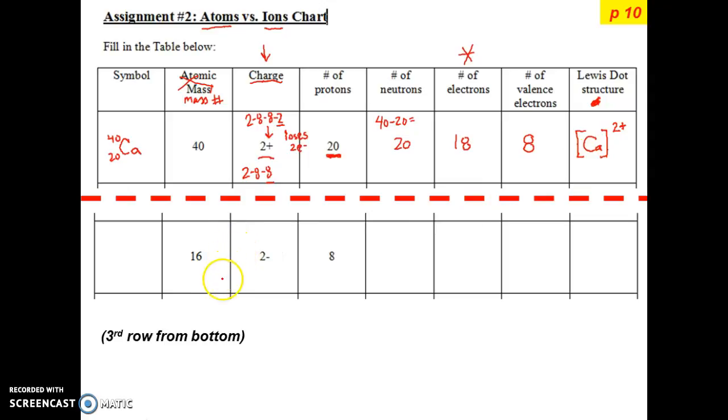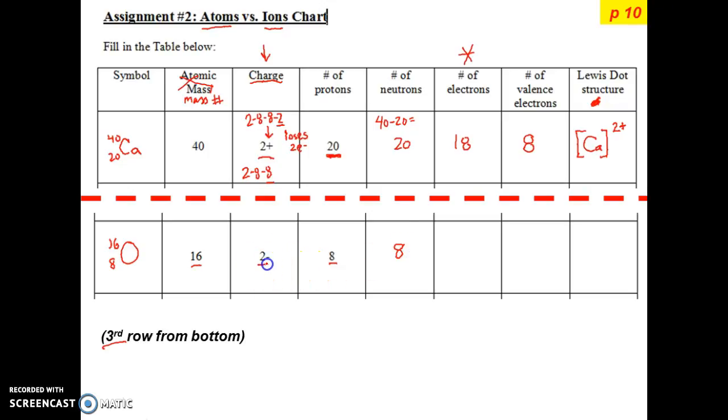Okay, let's move down to the 3rd row from the bottom and try this one, starting with 8 protons. 8 protons means it must be our good old friend oxygen with an atomic number of 8 and a mass number of 16, which it gives you right here. Okay, 16 minus 8 means we have 8 neutrons.